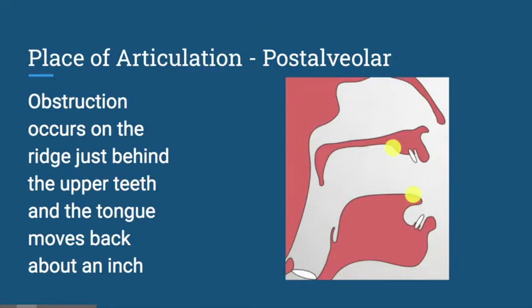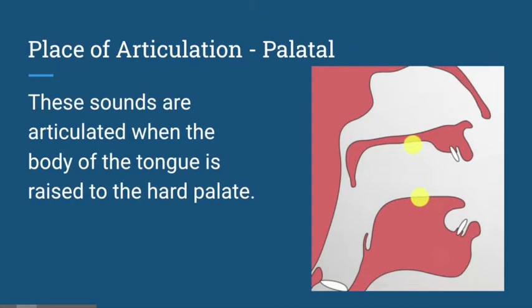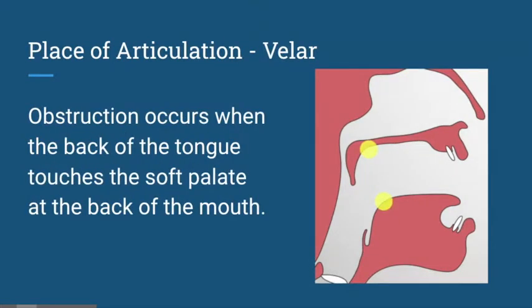Postvelar. Obstruction occurs on the ridge just behind the upper teeth and the tongue moves back about an inch. Palatal. These sounds are articulated when the body of the tongue is raised to the hard palate. Velar. Obstruction occurs when the back of the tongue touches the soft palate at the back of the mouth.